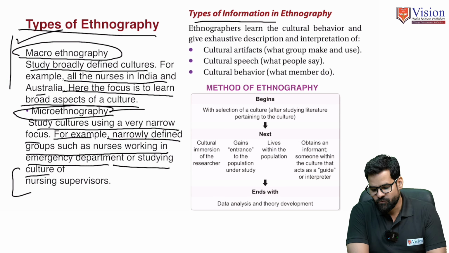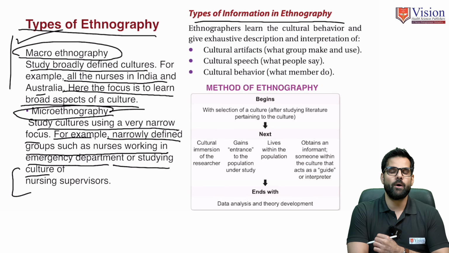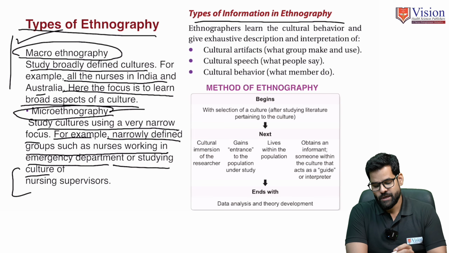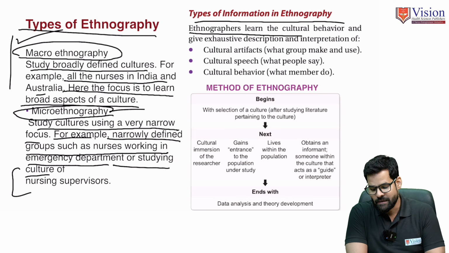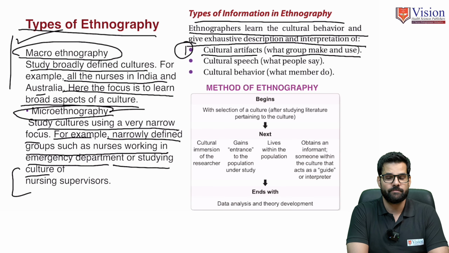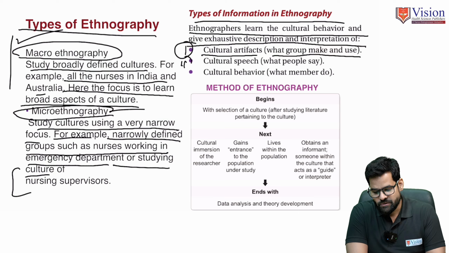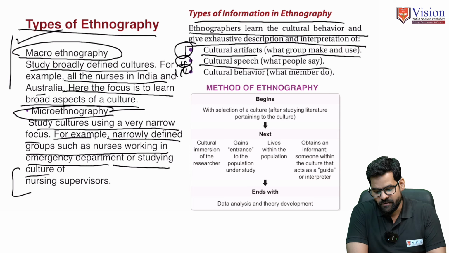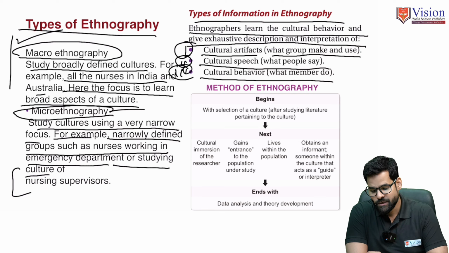Now what are the types of information in ethnography? So how do we collect information in ethnography and what information do we collect? The ethnographer learns the cultural behavior, and gives an exhaustive description and interpretation of what? Of three things. Number one, the cultural artifacts, what the group makes and uses. Cultural speech, what people say, and cultural behavior, that is what people do.